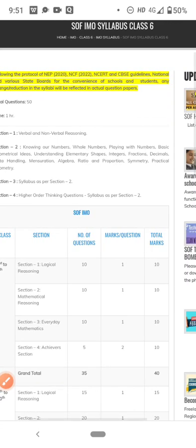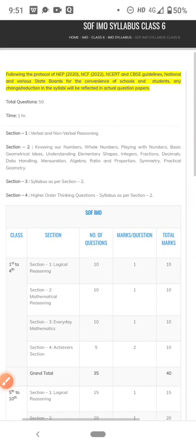Okay, next, playing with numbers. It is a very interesting chapter. Different divisibility rules are there. So when we discuss in detail, for each number 2, 3, 4, 5, 6, 7, 8, 9, 10, 11, 12, 13, 14, 15, 16, 17, every number has specific rules, divisibility rules. So we'll discuss in detail.